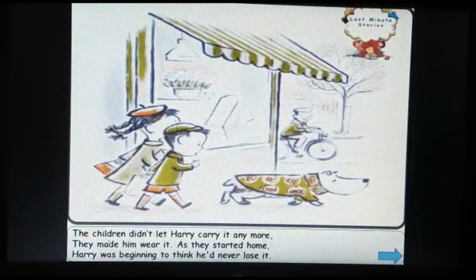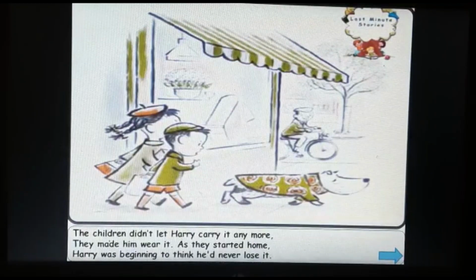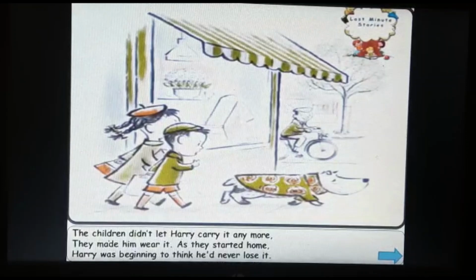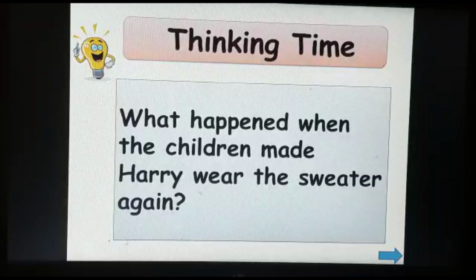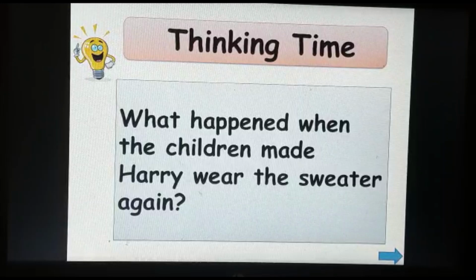The children didn't let Harry carry it anymore. They made him wear it as they started home. Harry was beginning to think he'd never lose it. Again, the thinking time question. What happened when the children made Harry wear the sweater again?